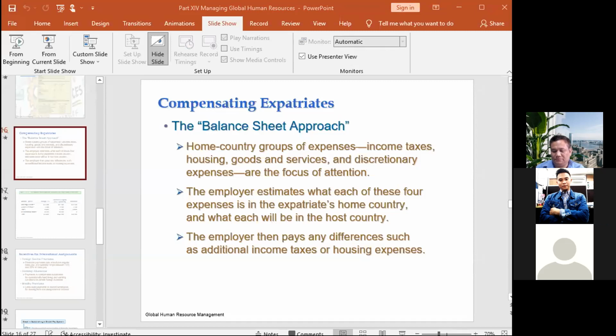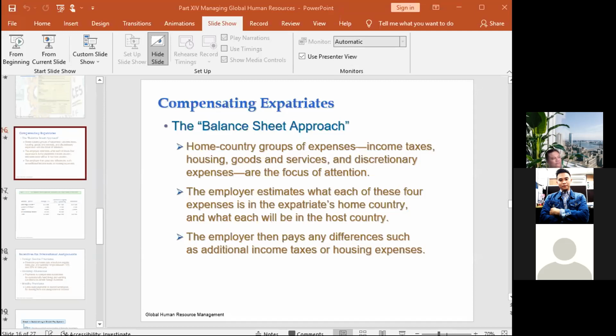My topic, to continue the topics in global HRM: how do we compensate expatriates? The usual way to formulate expatriate pay is to equalize purchasing power across countries. This technique is known as the balance sheet approach.